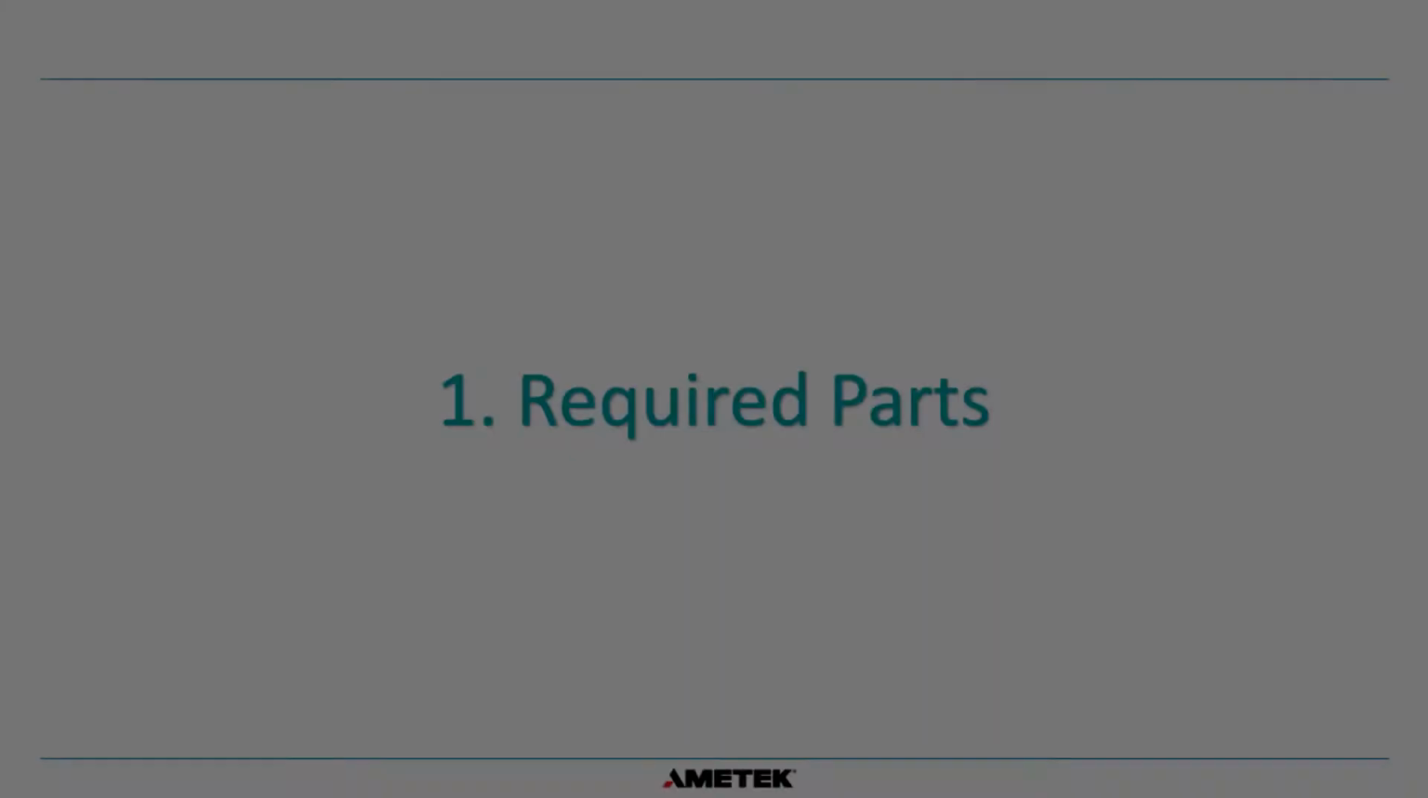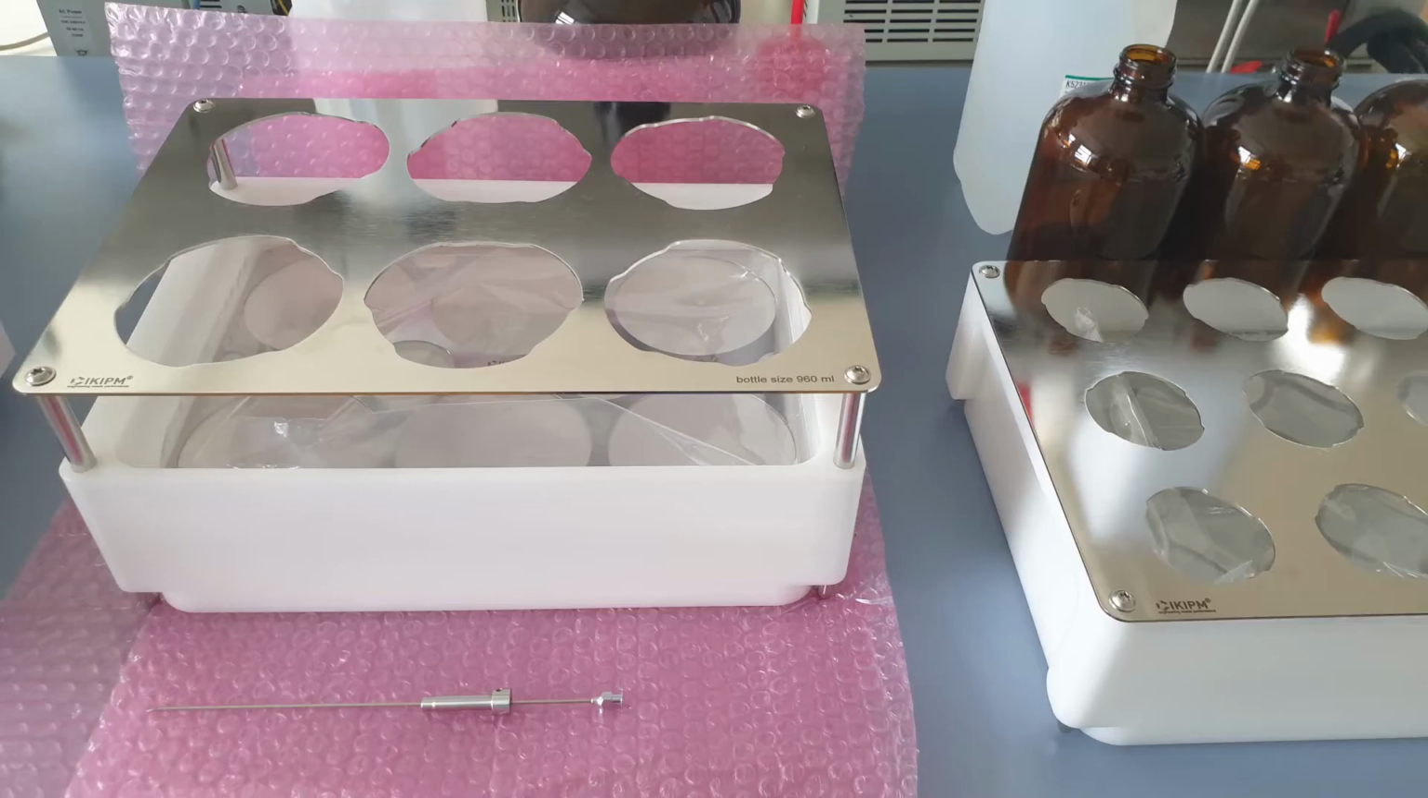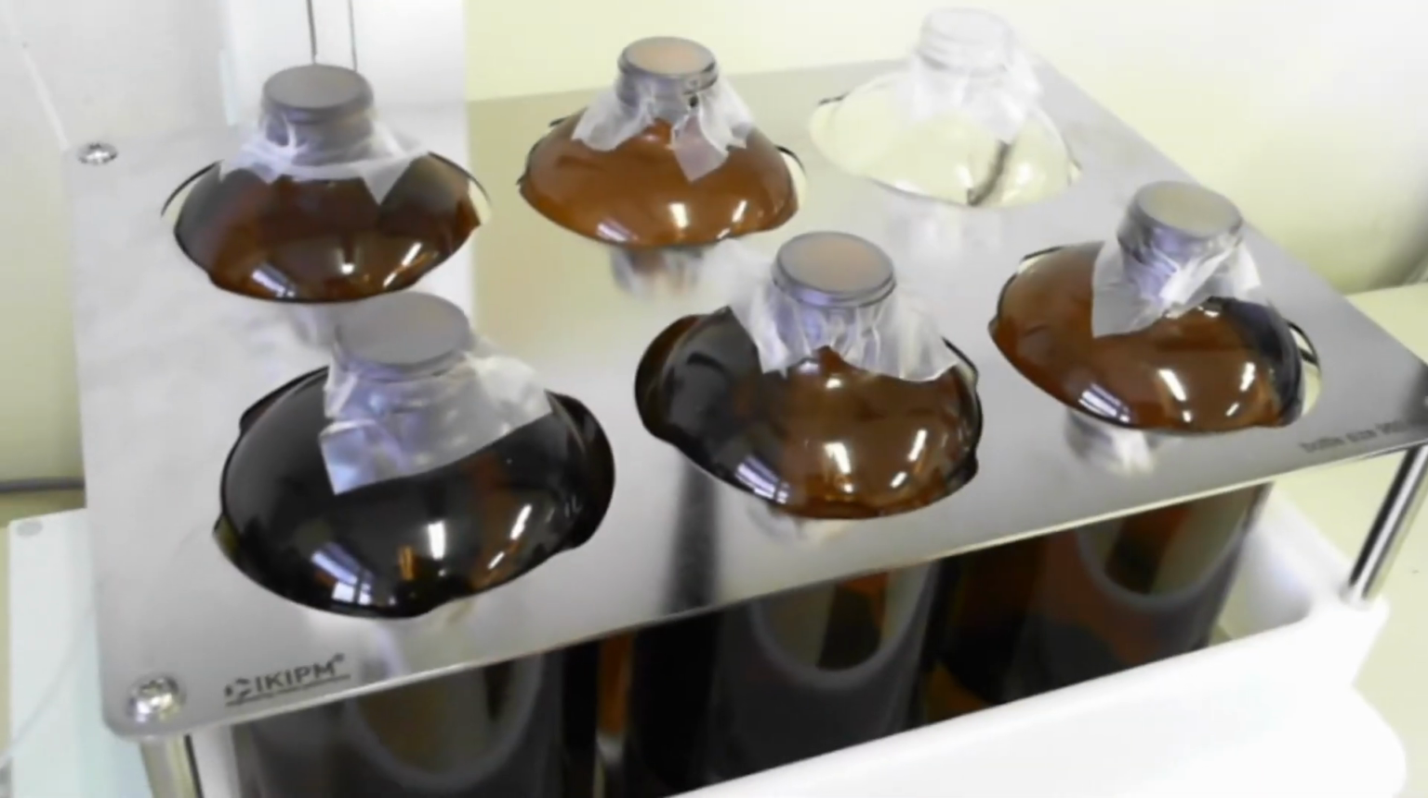Step 1. Required parts. We can provide special trays with templates for 1 liter and 250 milliliter bottles, and a special sampling needle to perforate the diaphragm of the bottles.